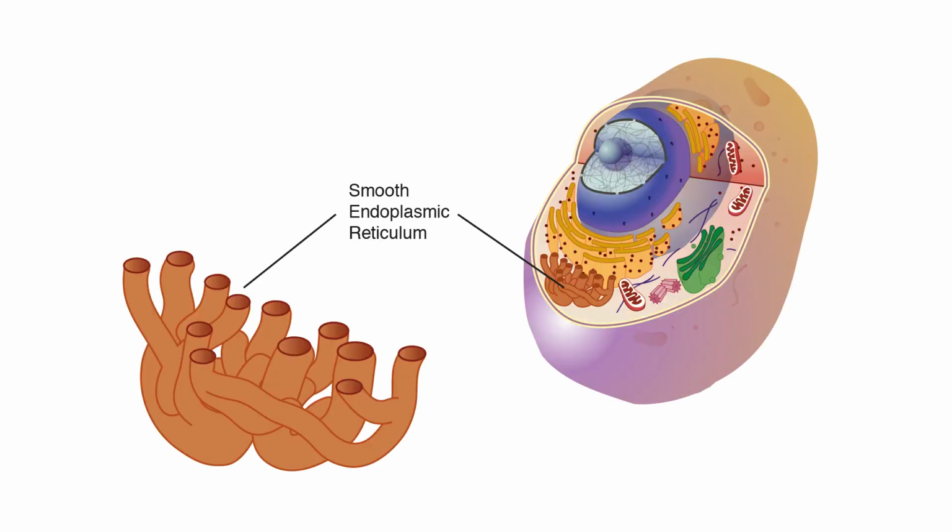There's no bumpy little ribosomes on the surface. And here's what we see. So this is the smooth endoplasmic reticulum. Again, no ribosomes, so it appears very smooth. For the smooth ER, I want you to remember the letter S, S for smooth.